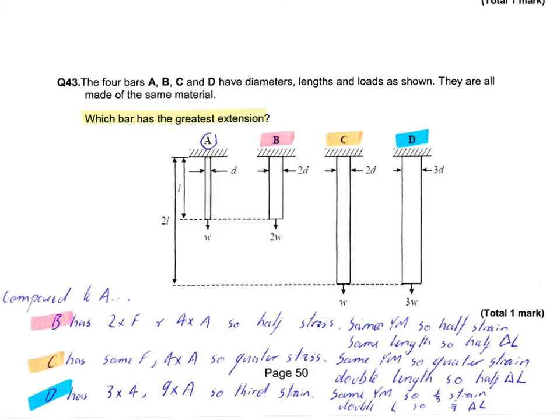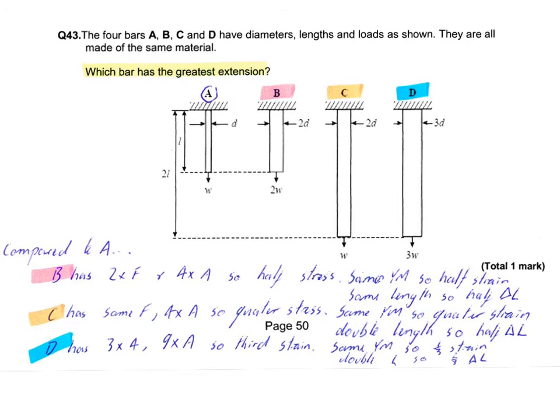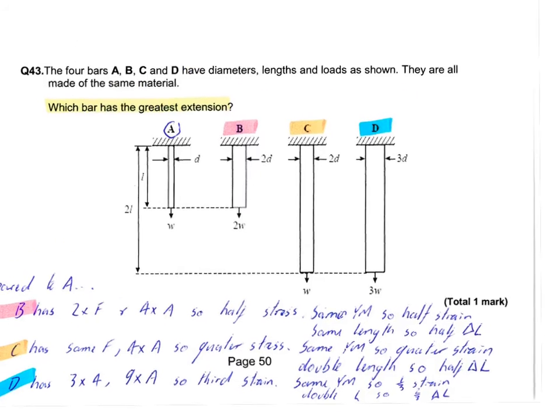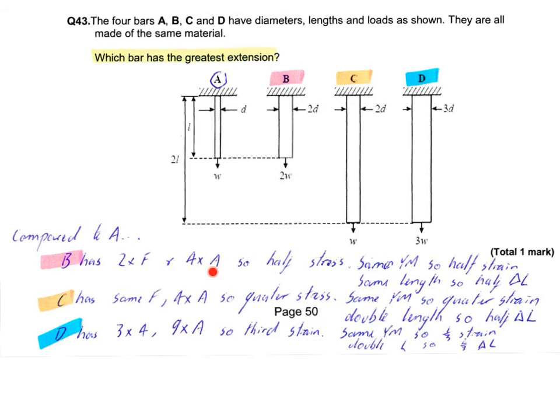Let's have a look at C. C's got the same force on it, and we've got, again, double the diameter, which means I've got 4 times the area. This is pi r squared, remember. So I've got 4 times the area, so I've got a quarter of the stress. Same Young modulus again, so a quarter of the stress means I've got a quarter of the strain compared with A. I've got double the length, so with quarter of the strain and twice the original length, I'm going to have half of the extension, delta L, compared with A. So A is still the one which is giving me the biggest extension.